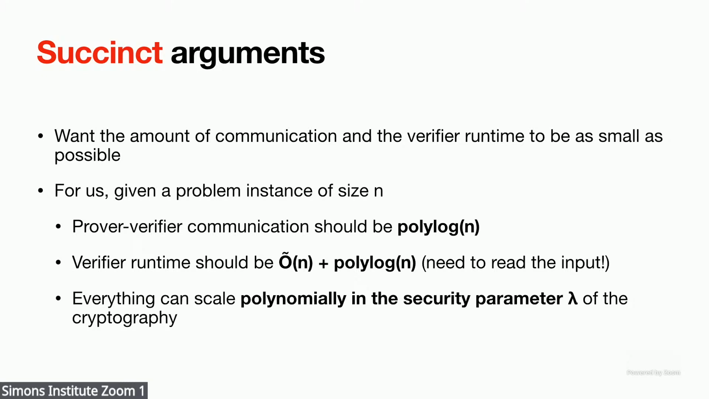And also these runtimes all conceal a scaling in the security parameter of the crypto system, which will in general be polynomial. So we can scale polynomially in lambda. This is okay because typically the security of your crypto system will scale as some negligible function in lambda, so lambda doesn't need to be very big. Lambda won't need to be polynomial in n for you to get reasonable security.